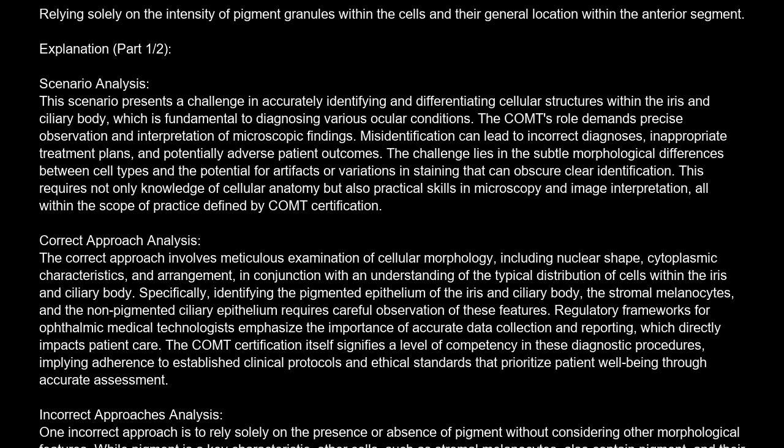Correct approach analysis. The correct approach involves meticulous examination of cellular morphology, including nuclear shape, cytoplasmic characteristics, and arrangement, in conjunction with an understanding of the typical distribution of cells within the iris and ciliary body. Specifically, identifying the pigmented epithelium of the iris and ciliary body, the stromal melanocytes, and the non-pigmented ciliary epithelium requires careful observation of these features.